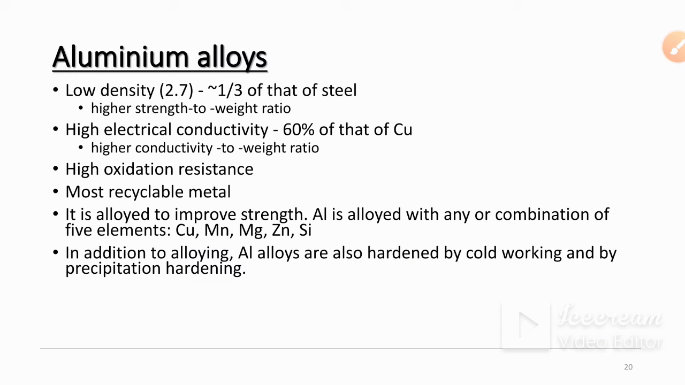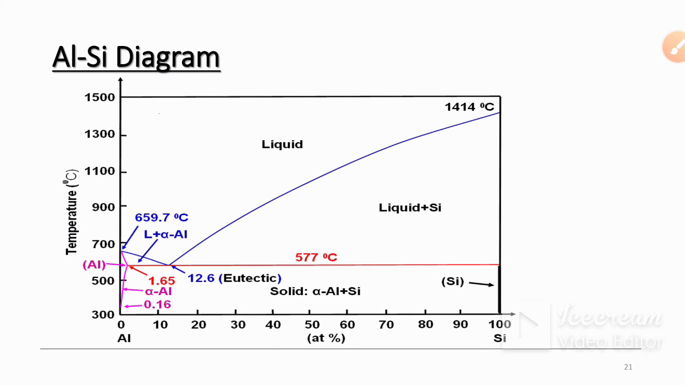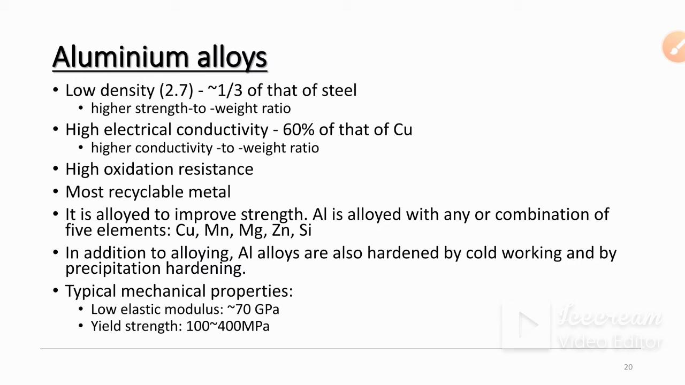In addition to alloying, aluminum alloys are also hardened by cold working and by precipitation hardening. So these are the two methods of hardening: first is cold working and second is precipitation hardening. Typical mechanical properties of these aluminum alloys are a low elastic modulus, about 70 gigapascals, and a yield strength of about 100 to 400 megapascals.